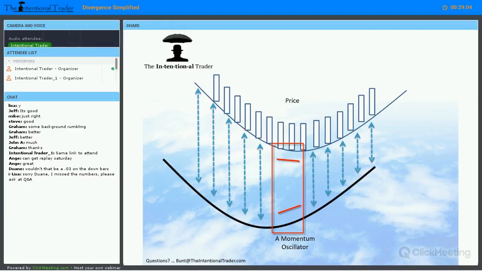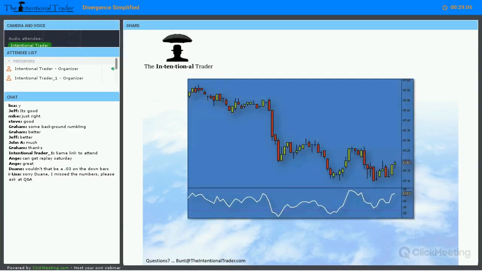All right, so here's an example. You can quickly look at this. Just at a glance, you may miss divergence here. You may not see it. You may have to study it for a while, and by the time you figured it out, it may be too late.